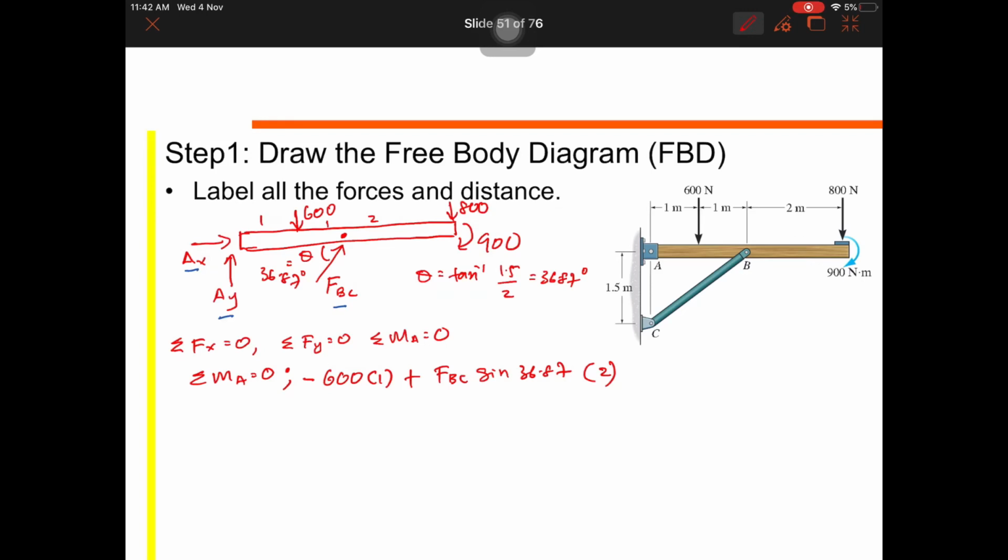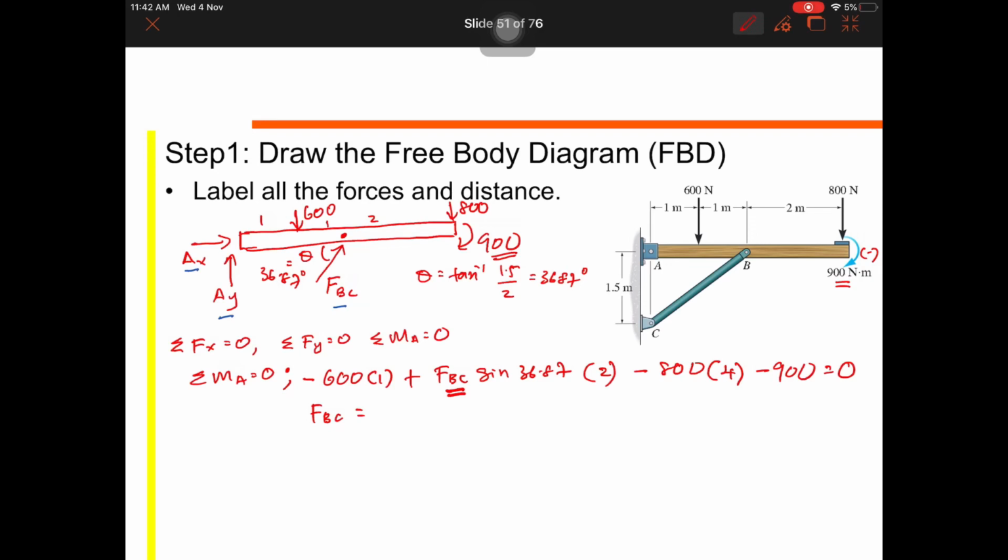So minus 800 times 4, and then minus 900. For this one, you just add because this is already a moment. No need to times distance. It's clockwise, it's negative, equals to 0. Look, you only have one unknown, so you can solve directly. So FBC is equal to, take out your calculator and calculate the answer.